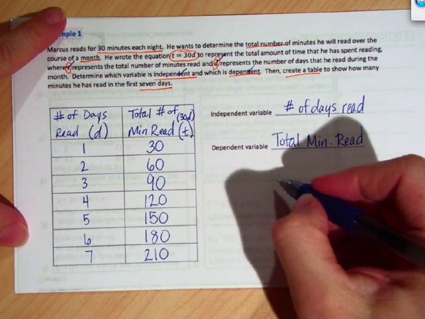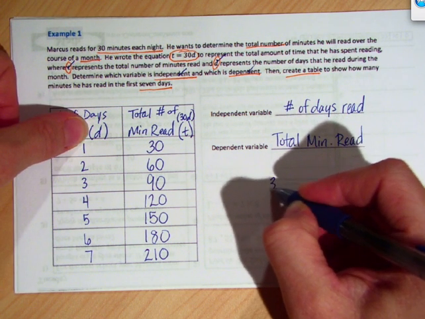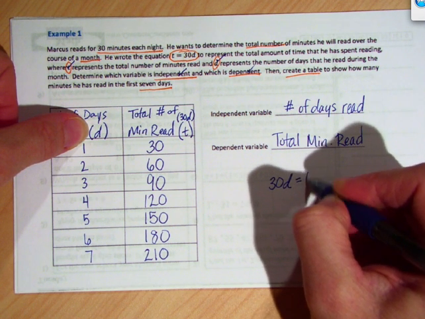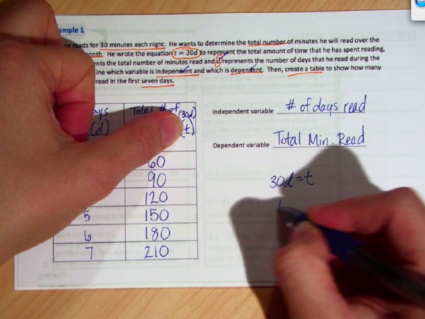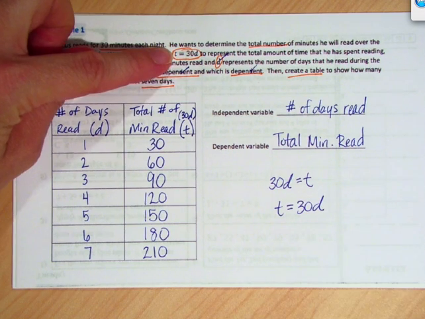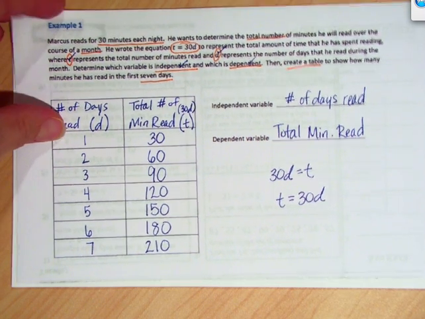So then I would know my equation is 30 times D equals T, the variable here, or T equals 30D, like they have it. Either way is correct. All right, let's look at another example.